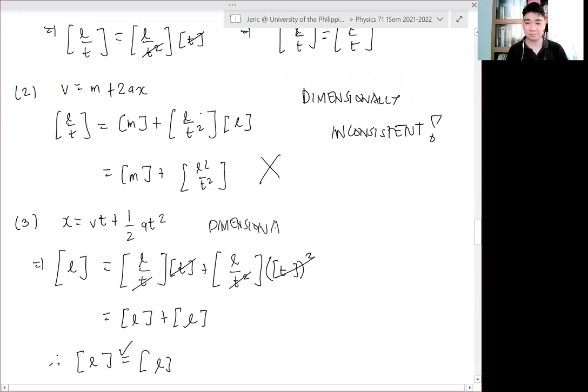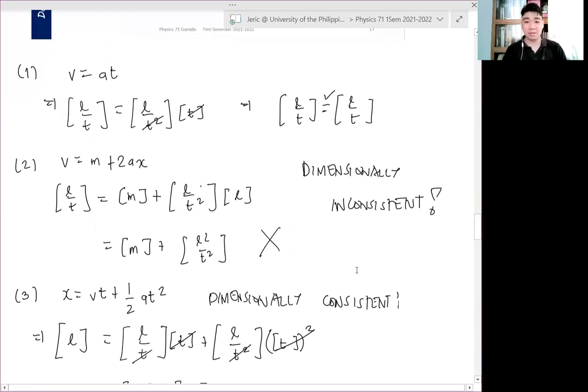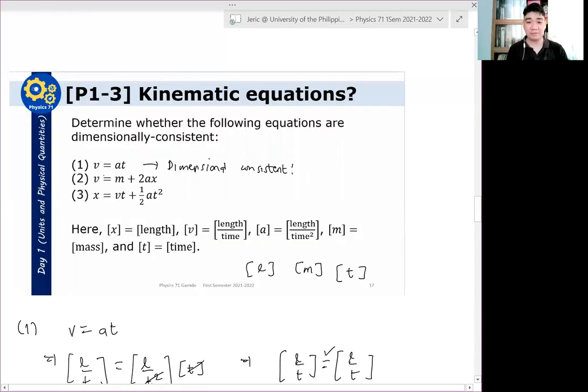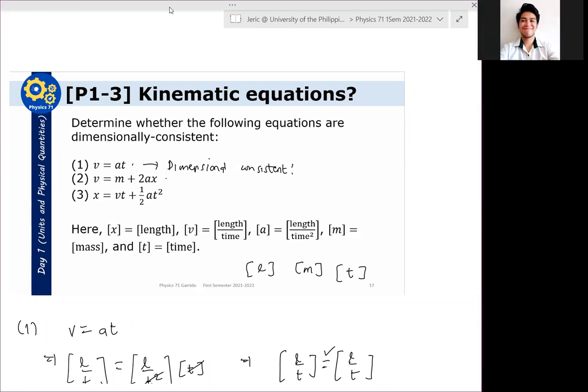Okay. Are there any questions in this particular item? So therefore, in summary, the first equation is dimensionally consistent, the second one is not, and the third is also dimensionally consistent. Are there any questions in this particular item? None so far. Okay.